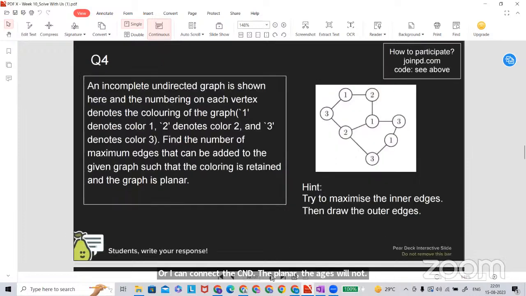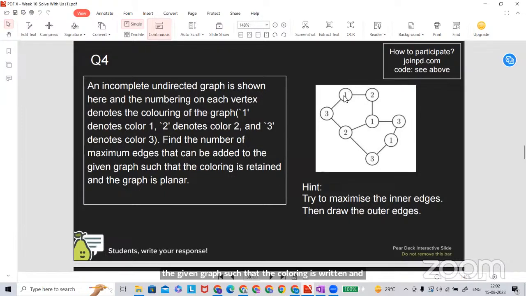So on this basis, I think we have a problem. An incomplete undirected graph is shown here, and the number at each vertex represents, suppose, a color. So this is a colored graph, you can think. Okay. So the numbers denote the coloring of the graph: 1 denotes one color, 2 denotes another color, 3 denotes another color. Find the maximum number of edges that can be added to the given graph such that the coloring is retained and the graph is planar.